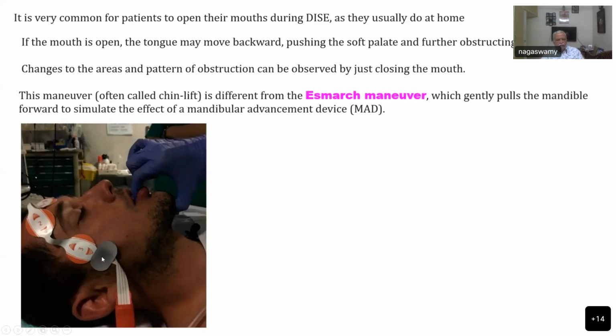The electrode sensors are attached here. So even as the induction is being done, the jaw is falling back and that is being pulled. This is called the Esmarch maneuver. And after that, they pass the endoscope through this.